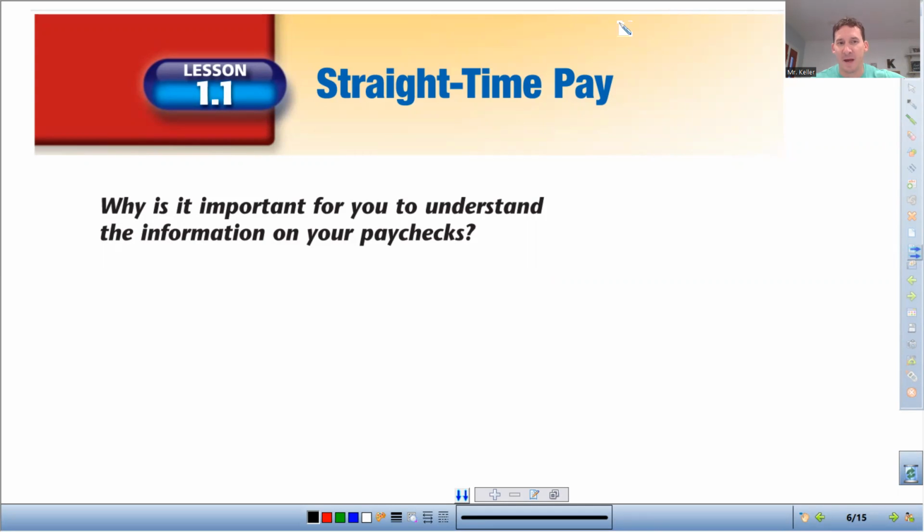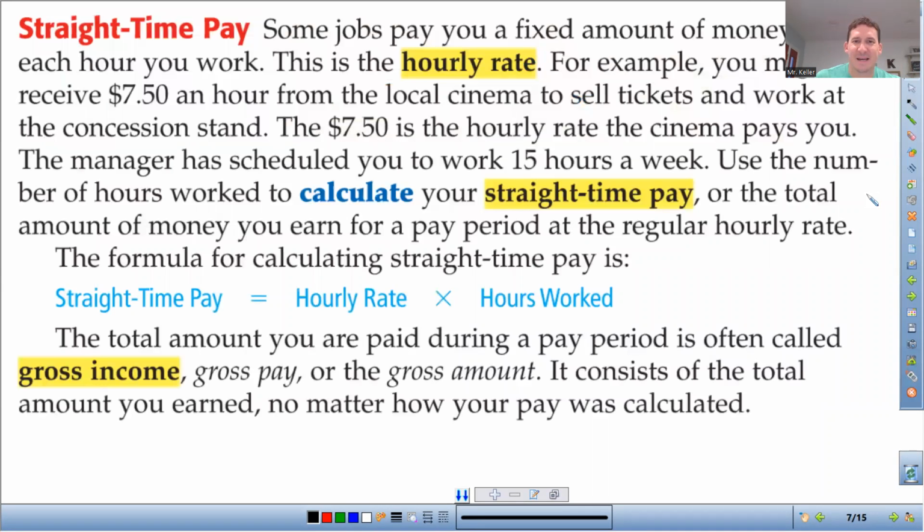So starting off, straight time pay. This is also known as just an hourly rate. So if you're an hourly employee, lots of jobs are hourly employees: retail workers, restaurant workers, babysitters, tons of jobs that are straight time pay or hourly pay. So it's jobs that pay you a fixed rate, which is the hourly rate.